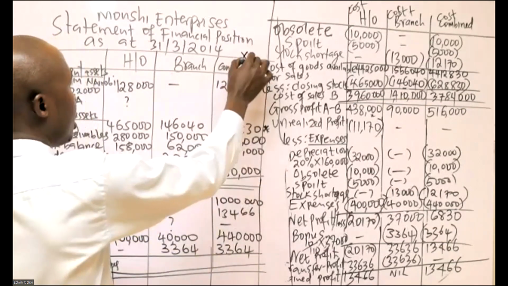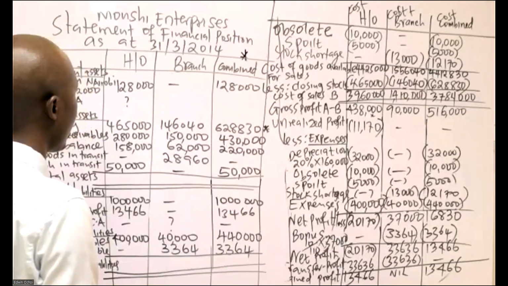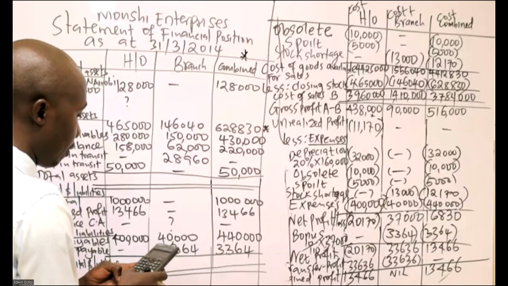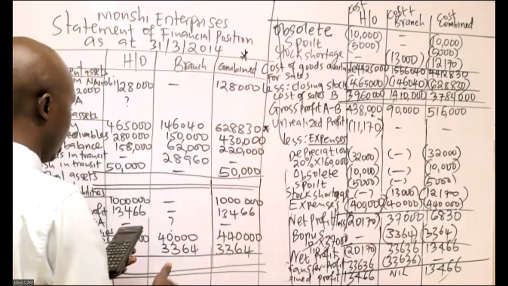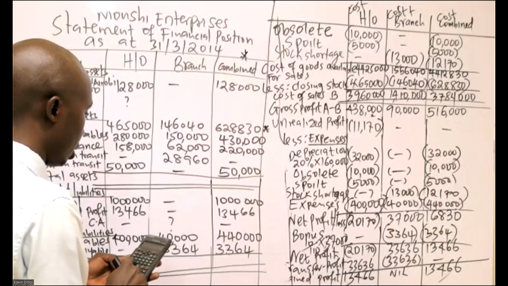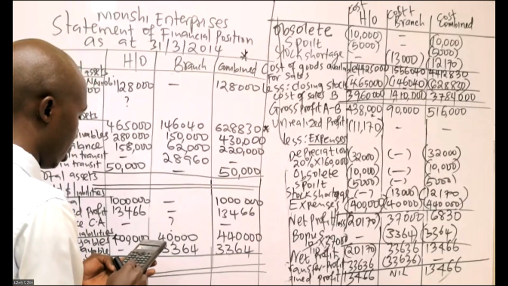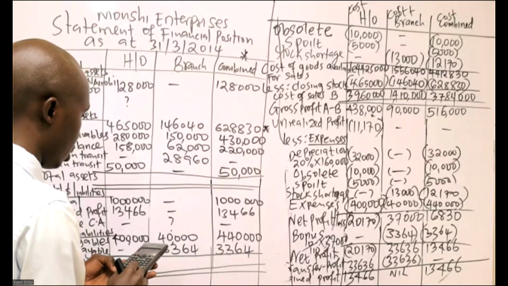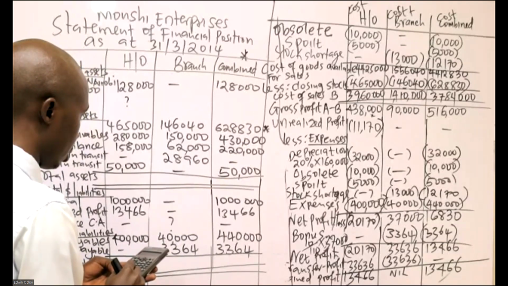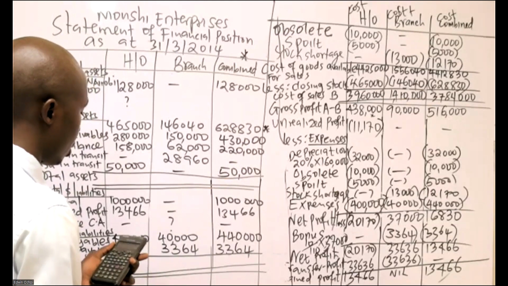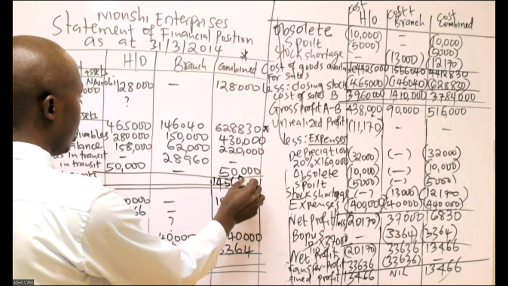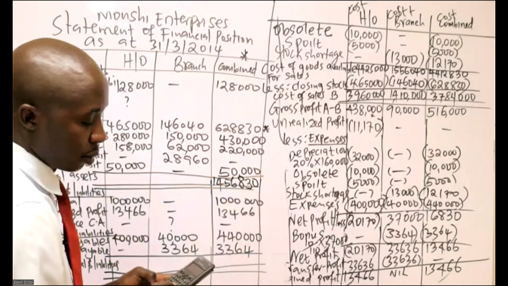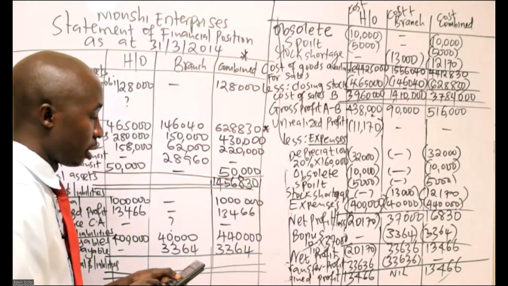So right now for the combined, there's nothing which is missing. We can get the balancing figure for the combined. If you add the assets for the quorum of combined, what are you getting? So is this 1456? 830? You don't have calculators, guys.